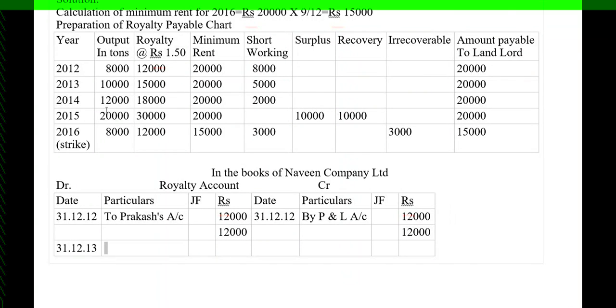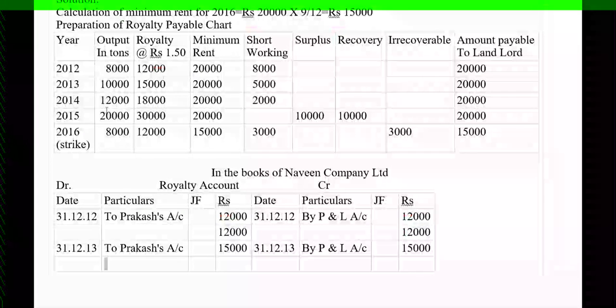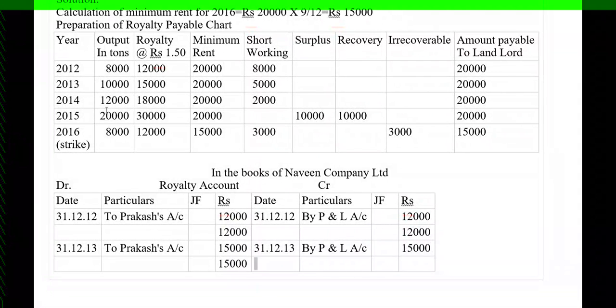12/2013, when the royalty is payable, then it will be royalty account debit to Prakash's account. So it is 15,000. So on 31st 12/2013, the entry will be, when it is transferred to P&L account, profit and loss account debit to royalty account. So royalty account is credited by P&L account. So rupees 15,000. So let me take the total here, 15,000.